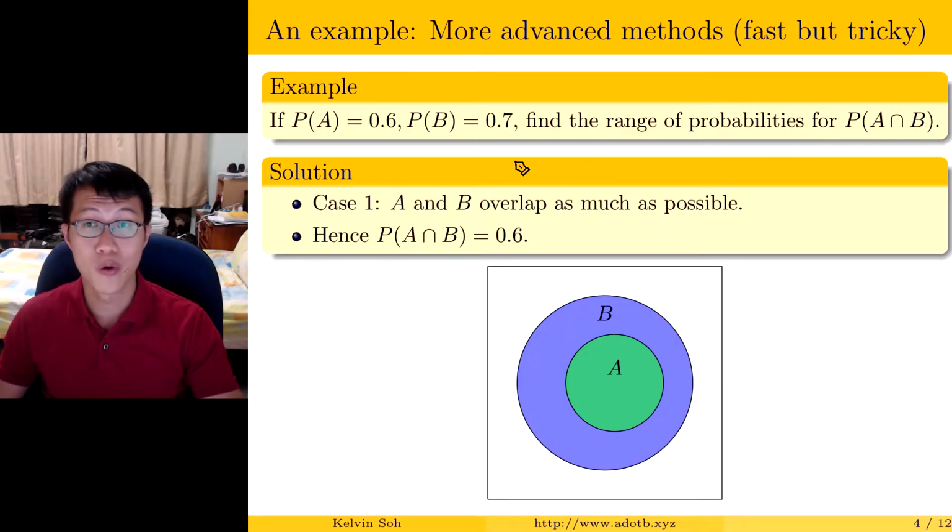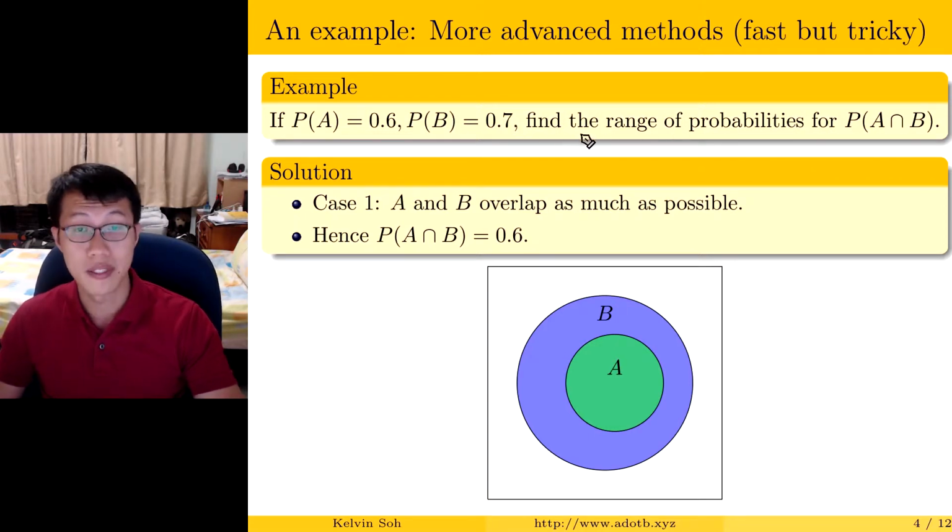We will look at a few more advanced strategies through an example. So for this example, let's say P(A) is 0.6 and P(B) is 0.7, and the question asks us to find the range of probabilities for P(A intersect B). For this first method I'm going to discuss, it will be a quick method but could be potentially tricky to carry out. The reason why we have a range of probabilities is because we don't know how much A and B overlap. So for this first method, we're going to try to visualize how they can potentially overlap with each other.